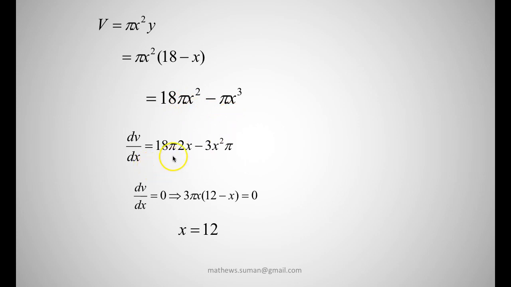So dV by dx would be 18 pi into 2x minus 3x squared into pi. Equating it to 0, we can take out 3 pi x, so you get 3 pi x into 12 minus x equal to 0. So x equal to 12.